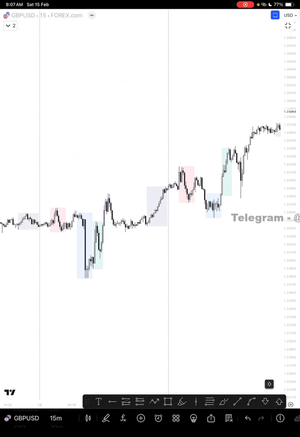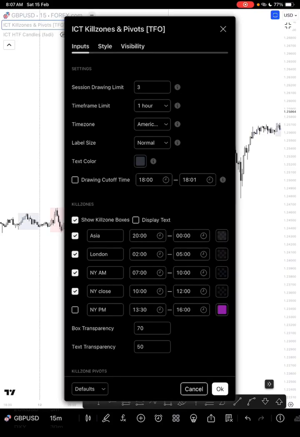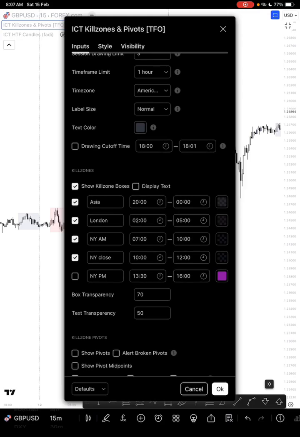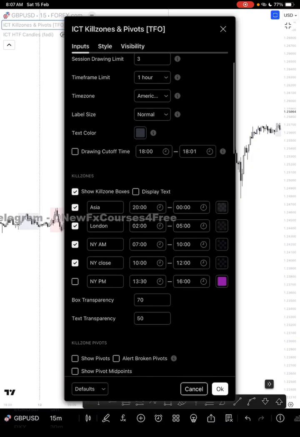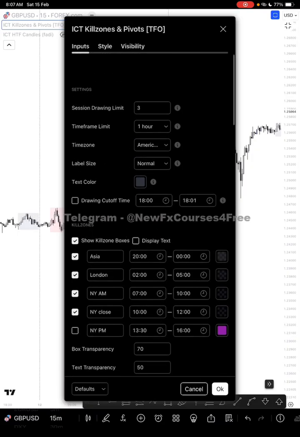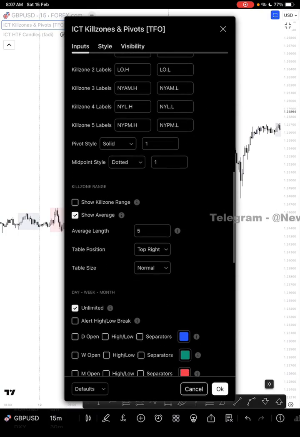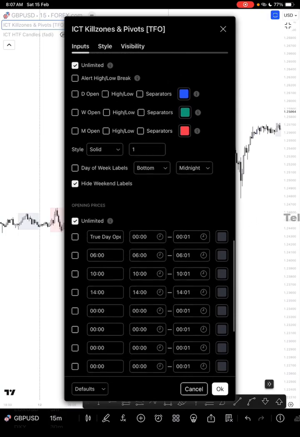Okay, let's go to lower time frame. So you can actually use this indicator here, ICT Q zones and pivots, TFO. Here are the session boxes: Asian session, London, New York AM, and New York close. All these are the important sessions. You can screenshot my settings for your own use later.